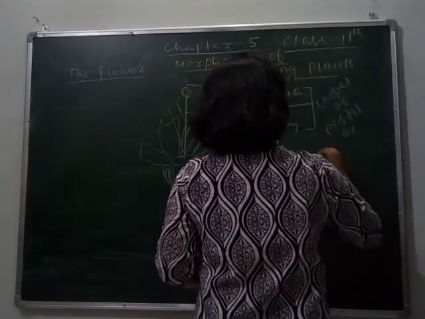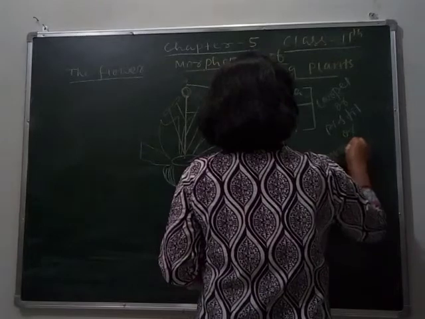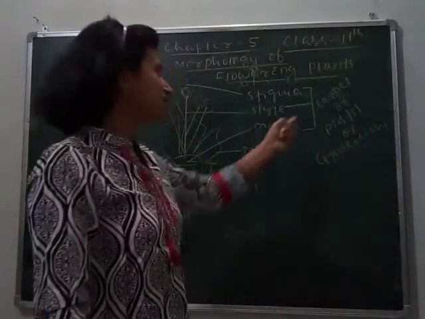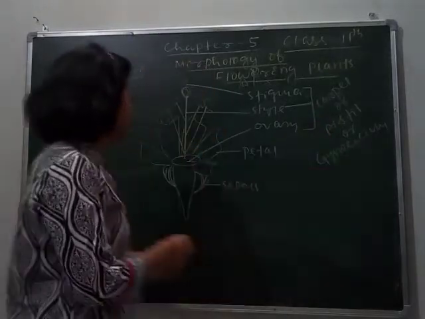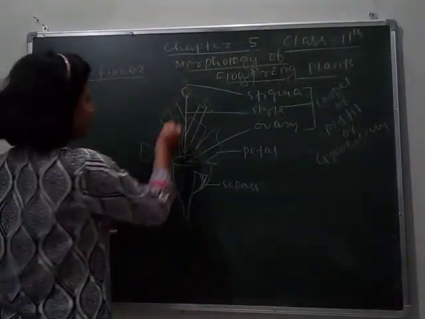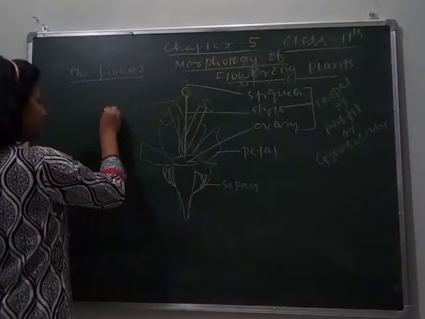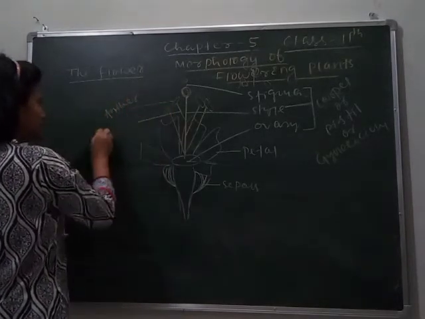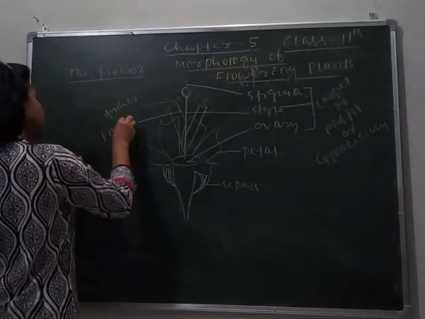or gynoecium. Three different names: carpel, pistil or gynoecium. And this part is your anther. This is anther. This is filament.